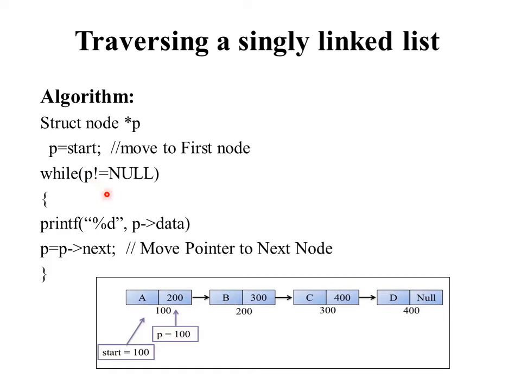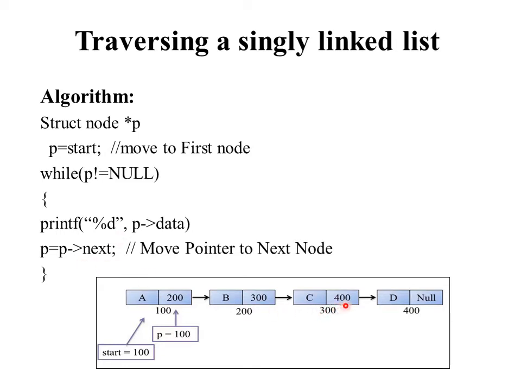So when we enter this statement, we first check 200 is not equal to null. This condition is also true. That's why, using printf, we print B and now move to the next node. So now it is 300, and 300 is the third node. The third node contains data C. Now again we check 300 is not equal to null. This condition is also true, and we print C.